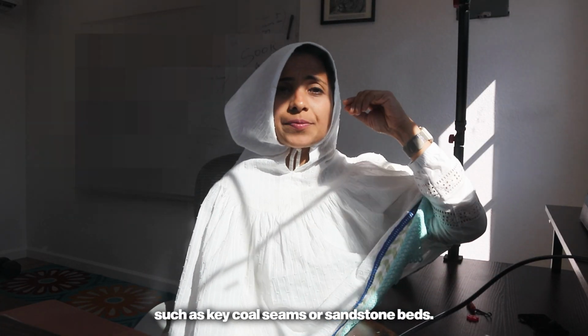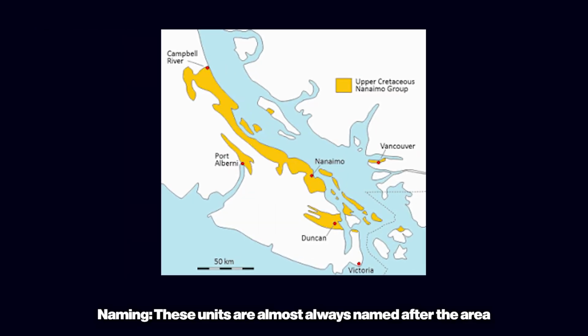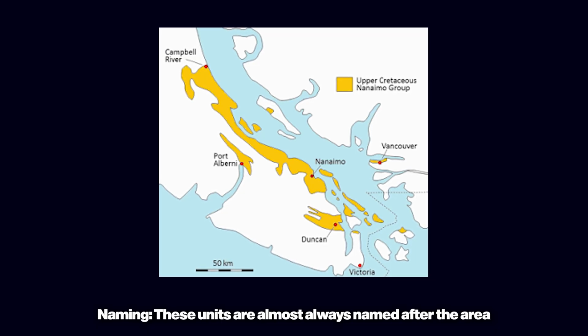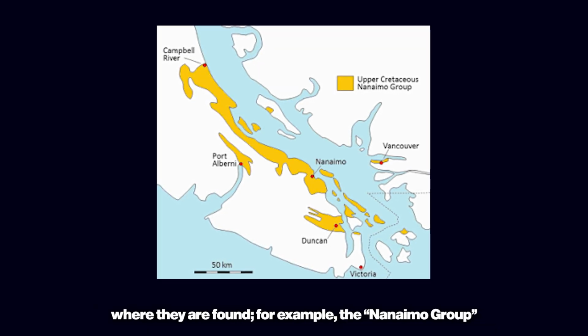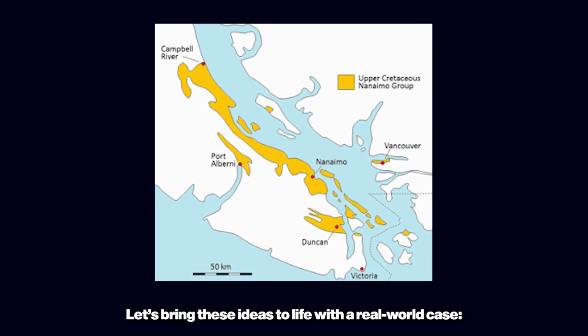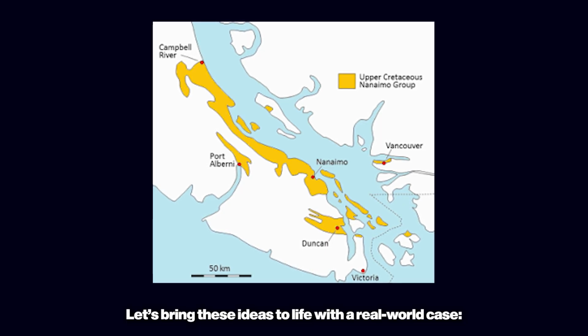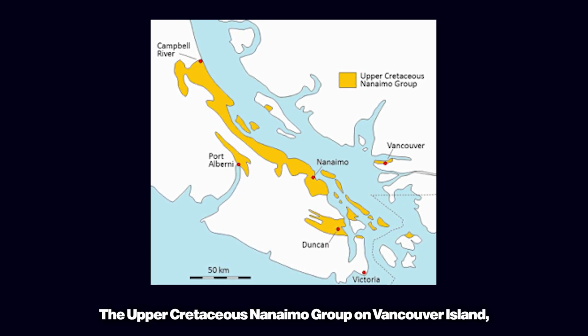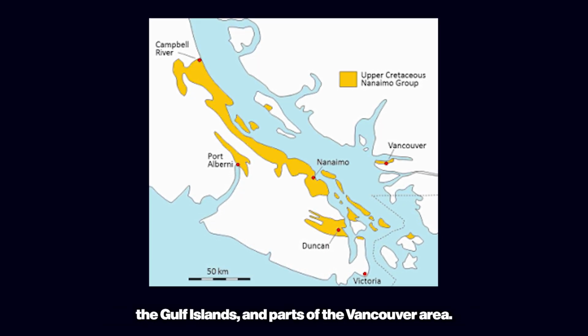seams, or sandstone beds. Now, naming. These units are almost always named after the area where they're found. For example, the Nanaimo group. Let's bring these ideas to life with a real-world case. The Upper Cretaceous Nanaimo group on Vancouver Island, the Gulf Islands, and parts of the Vancouver area.